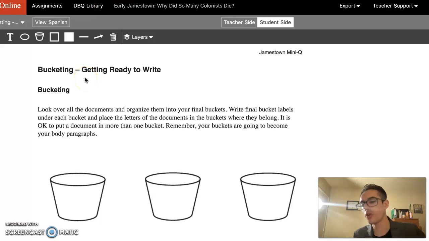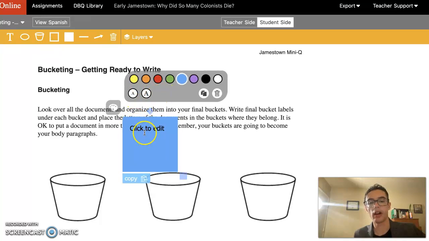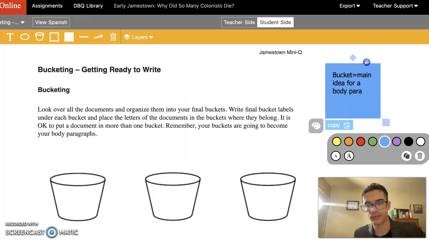Okay, so our goal for today is to begin the bucketing process. A bucket should be one of the main ideas for your body paragraphs. I'm going to write that off to the side here so we remember. Bucket equals main idea for a body paragraph. I'll put it over here so that we can't forget.